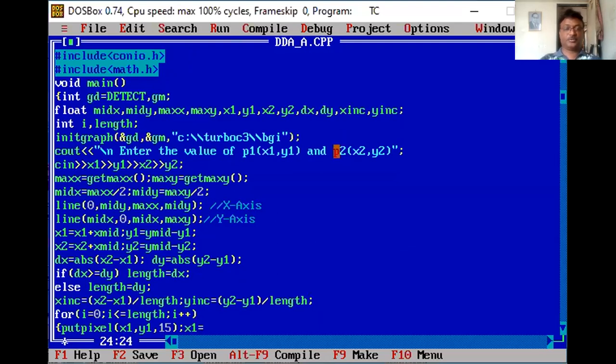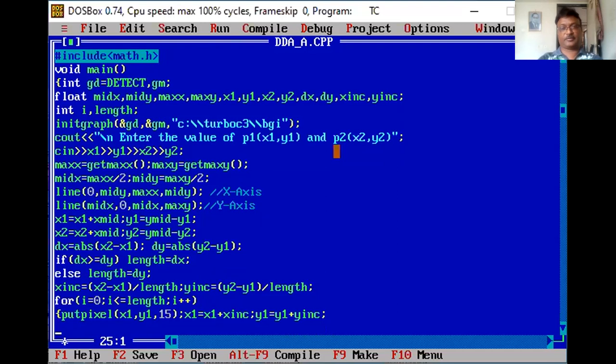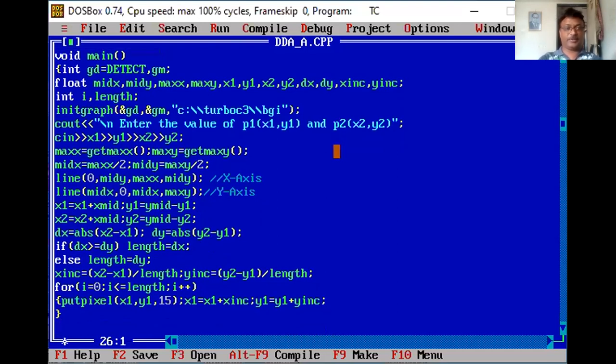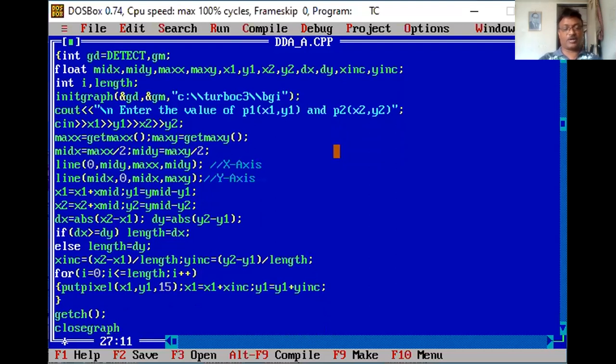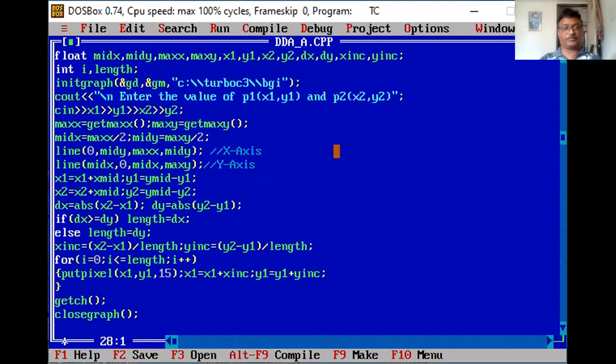Now x1 is equal to x1 plus x increment, and y1 is equal to y1 plus y increment. So this adds the value to x1 and y1 and calculates the next pixel. That repeats this loop up to the length of the line, and then you close the for loop. Then getch to read any character, closegraph to close the graphics, and close your main function.